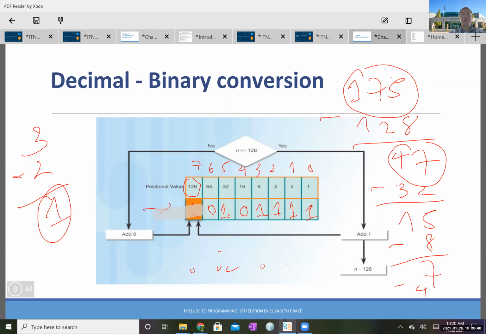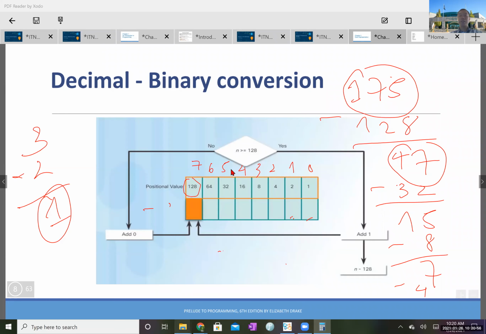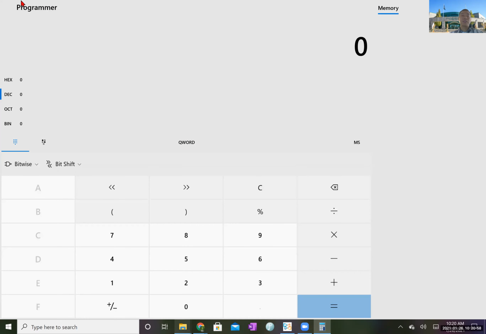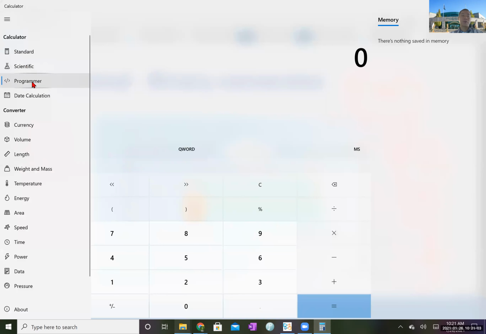But actually, I don't require you to do it by yourself. You can use the calculator if you want. So if you were using the calculator, you can go to the programmer mode here, right? So think about this one. If you want to convert the decimal number 175 here, you see you have binary of 1 0 1 0 1 1 1 1 here. Okay.